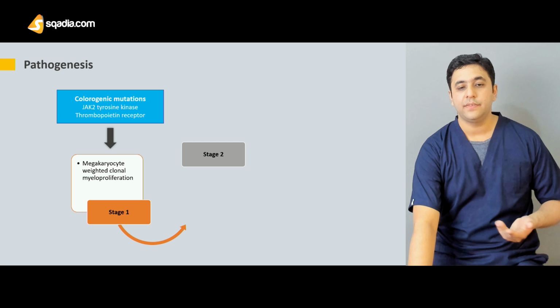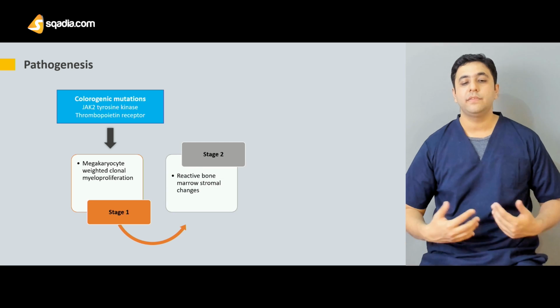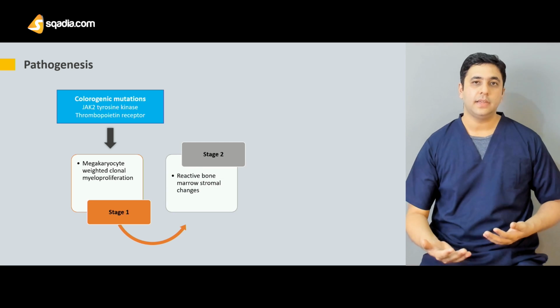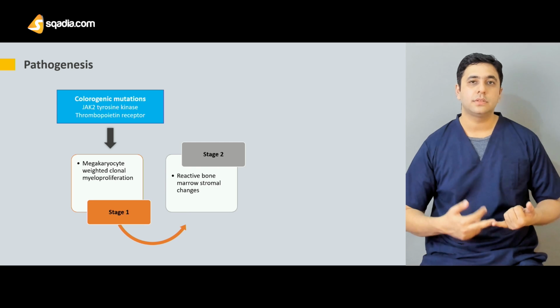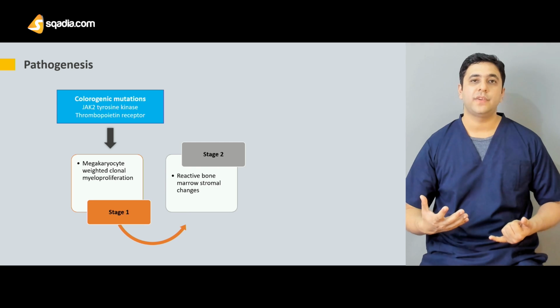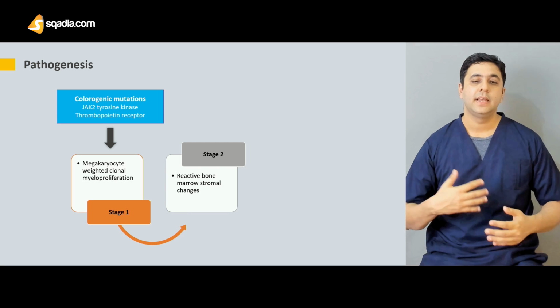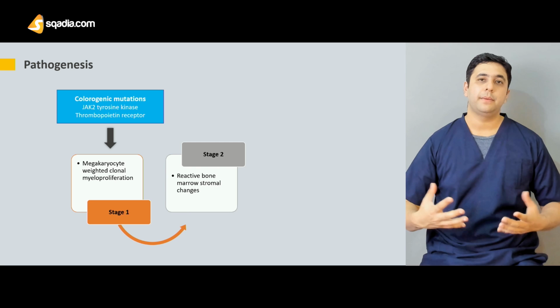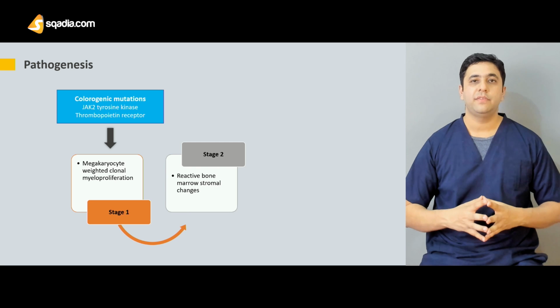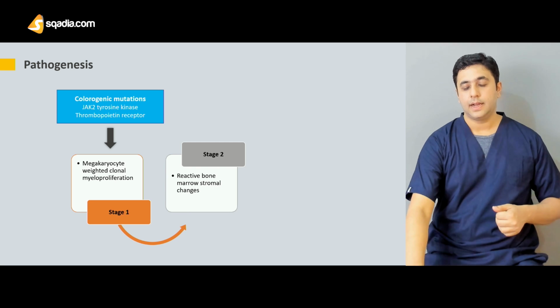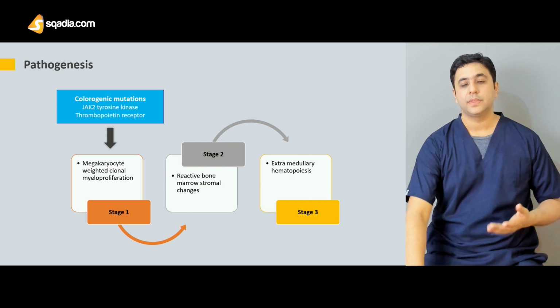So this stage 1 eventually leads to stage 2, which is the reactive bone marrow stromal changes. These reactive bone marrow stromal changes are in reaction to the various growth factors being produced by the atypical megakaryocytes. This eventually leads to the formation of fibrosis in the bone marrow, and we have a fibrotic picture in the end. And this leads to stage 3, the fibrotic picture.